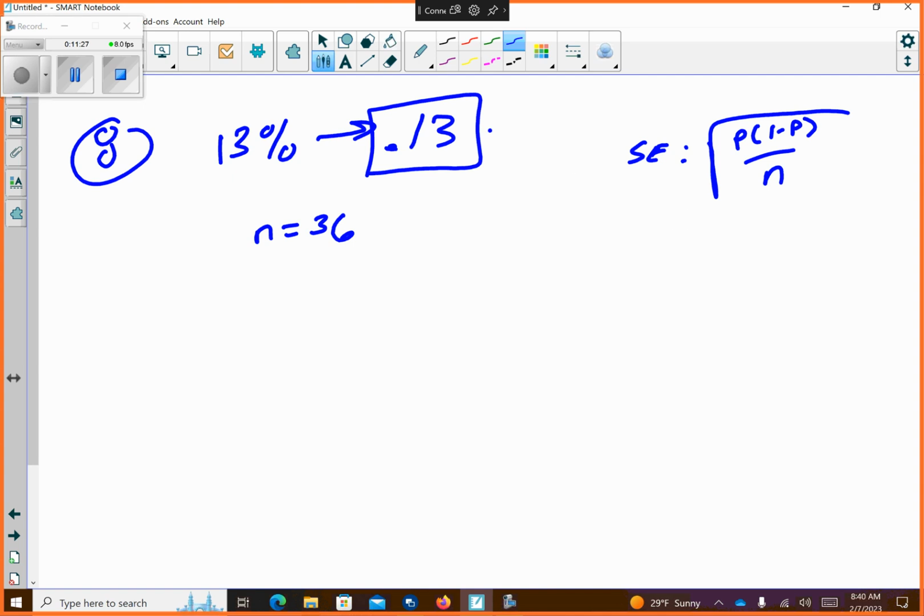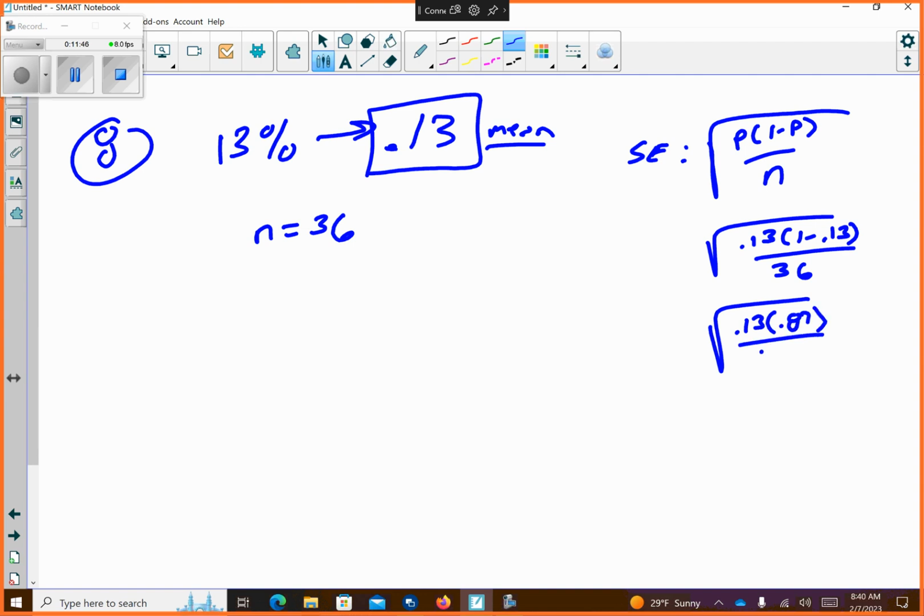I know this is my mean, or my population mean. Standard error, I'm going to go 0.13 times 1 minus 0.13, divided by 36. Is that 0.87 divided by 36? I think if we plug that in the calculator, 0.13 times 0.87 divided by 36, then take the square root, I'm going to find my standard error is going to be 0.056.